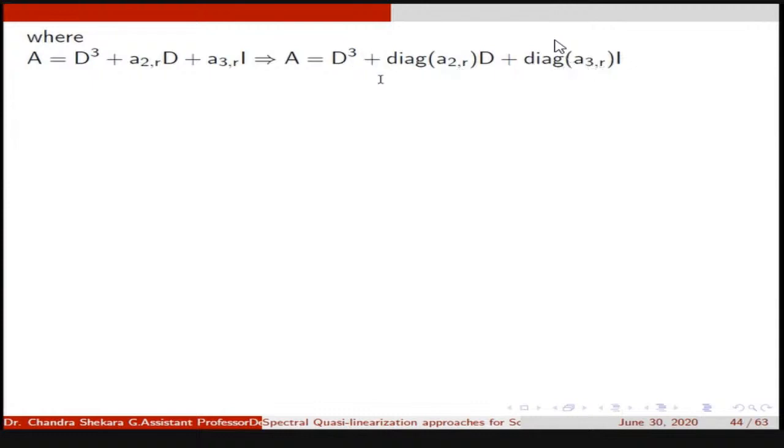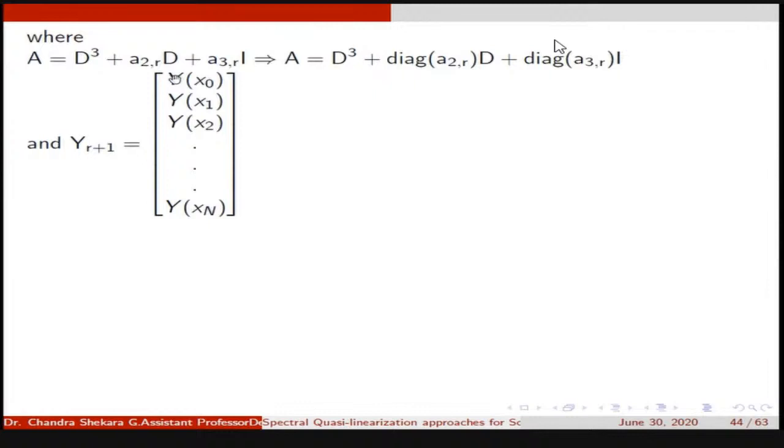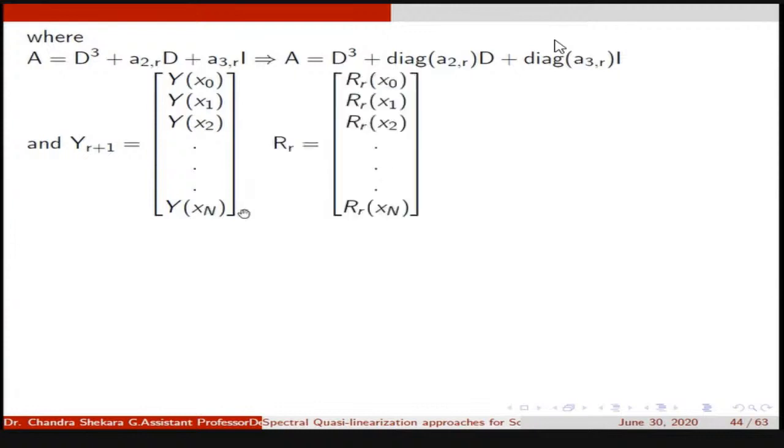So this system A into y, where y at r plus 1 is unknown, is the value of y at x0, x1, x2, and so on up to xn. And r is the right hand side values. They are the values of nonlinear terms at the previous iteration.